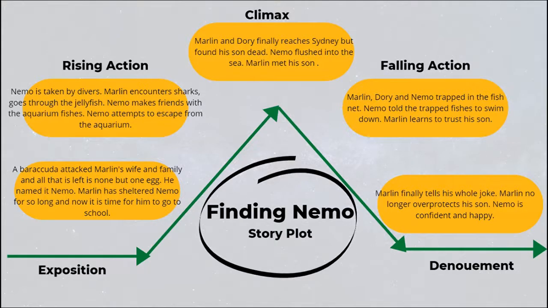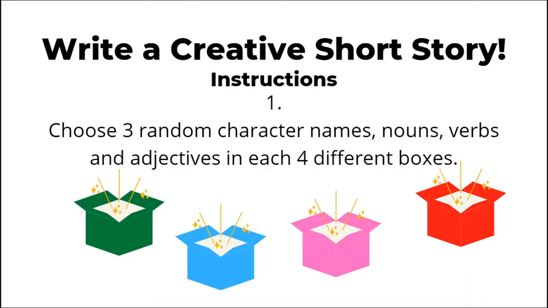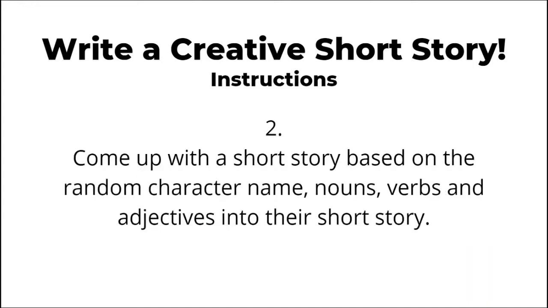the teacher will discuss with the students the plot structure of the movie. And then the teacher will show them how to conduct this activity. So the first instruction is this. They will choose 3 random character names, nouns, verbs and adjectives in each of 4 different boxes. So they will need to come up with a short story based on the random character names, nouns, verbs and adjectives.